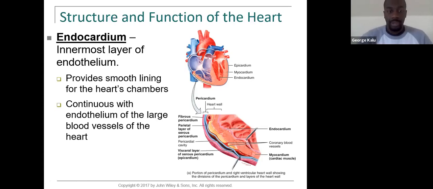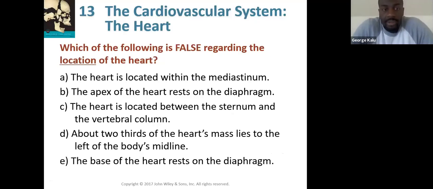So question here: which of the following is false regarding the location of the heart? A, the heart is located within the mediastinum. B, the apex of the heart rests on the diaphragm. C, the heart is located between the sternum and the vertebral column. D, about 2/3 of the heart's mass lies to the left of the body's midline. Or E, the base of the heart rests on the diaphragm. We're going to take a minute.